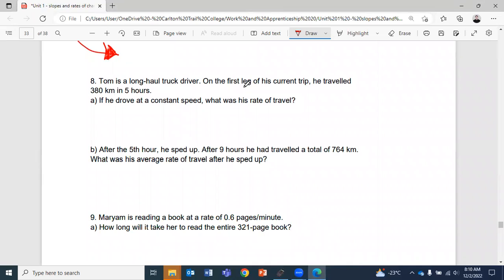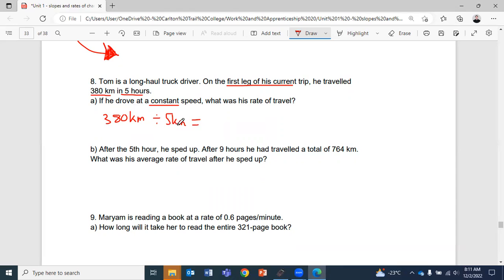Question 8. Tom is a long-haul truck driver on the first leg of his trip. So on trip 1, he traveled 380 kilometers in 5 hours. If he drove at a constant speed, remember, constant means it never changes. If he sits on cruise control and there's no jerk driver who got in front of him to make him slow down, what's his rate of travel? So if he drove at a constant speed, what's his rate of travel? Well, here's the thing. If I know I drove 380 kilometers, and if I know I did that in 5 hours, isn't this going to give me his speed?